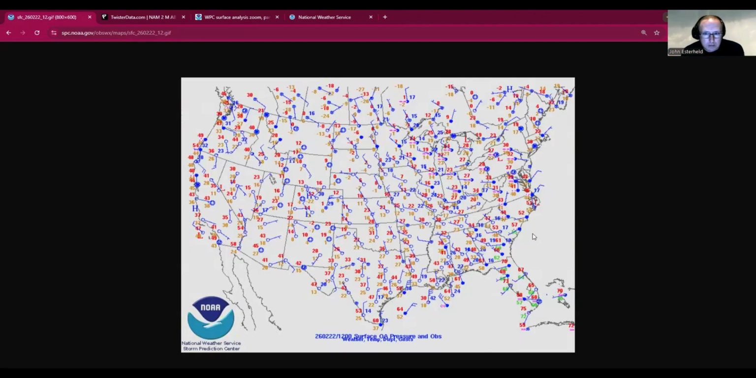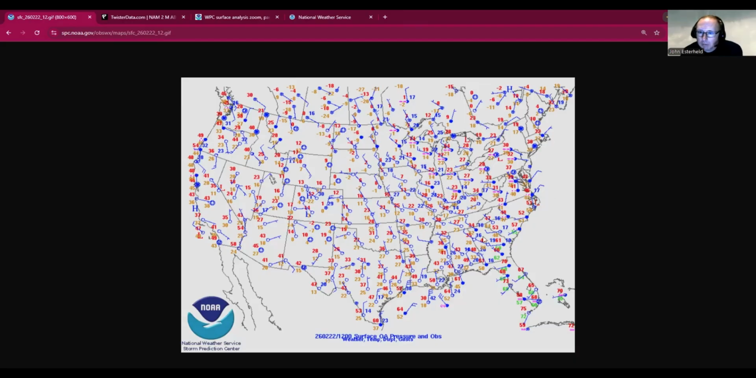And last but not least, here's the surface. You can see the surface obs. Temperatures are right around the freezing mark in the Northeast where the snow is projected to occur. So you can see that. You can start to see some of the wind coming out of the Northeast here down by Southern Virginia and Northeast North Carolina, and some of the wind coming out of the west. So you get the spin right there.